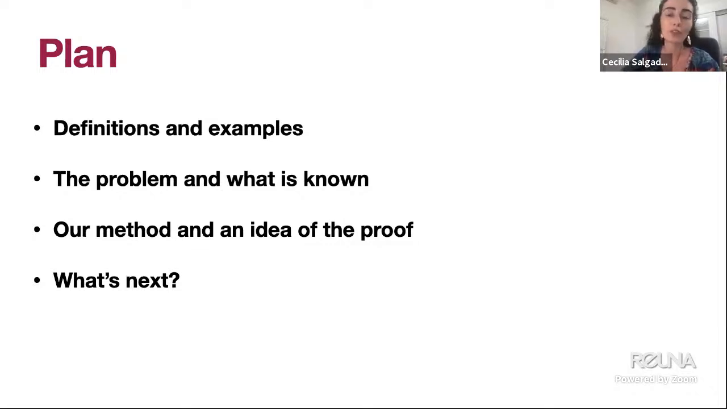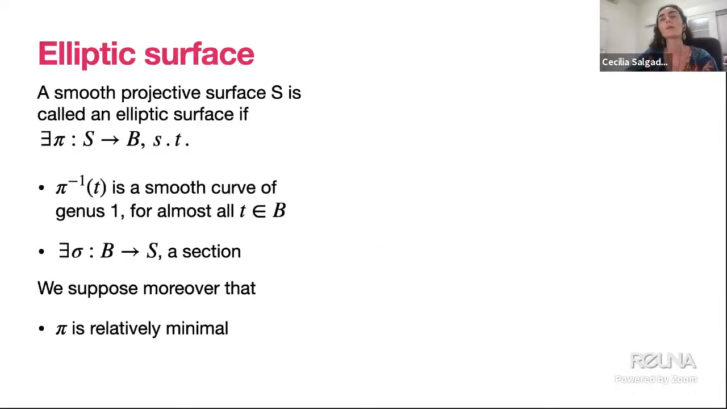Let's start with the first definition, which is the main one for this talk, and that's of an elliptic surface. An elliptic surface for me is quite standard. It's a smooth projective surface, which comes with a morphism to some curve B. B is a smooth projective curve, which for this talk you can suppose is P1. For most of the things that I'm going to do, it is P1. And we have a few more things that we need from it. Namely, we want the fibers to be curves of genus 1 for all but finitely many t's inside B.